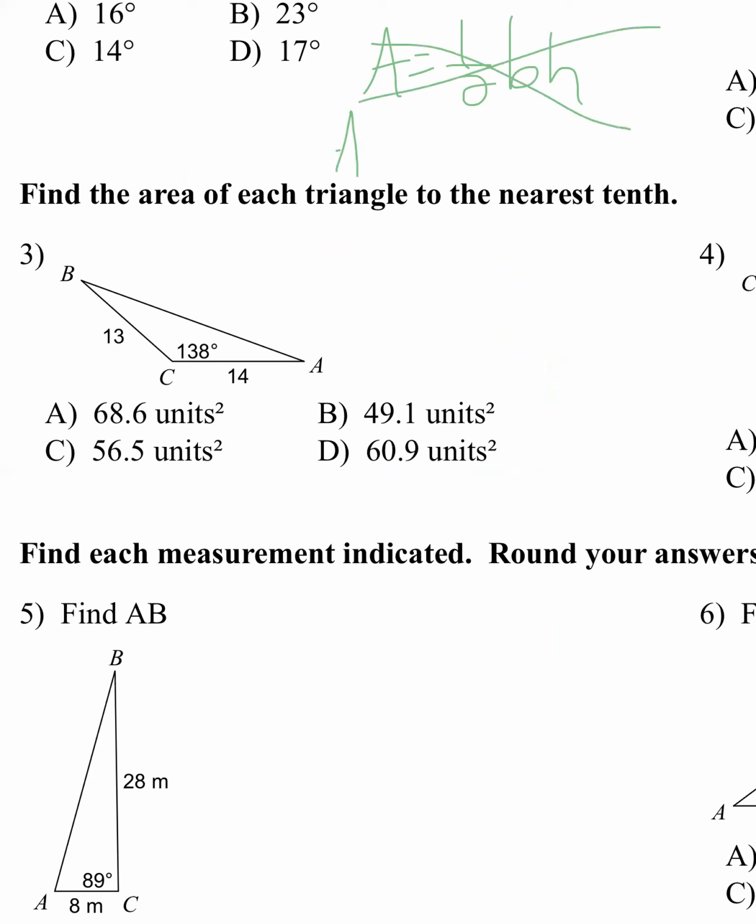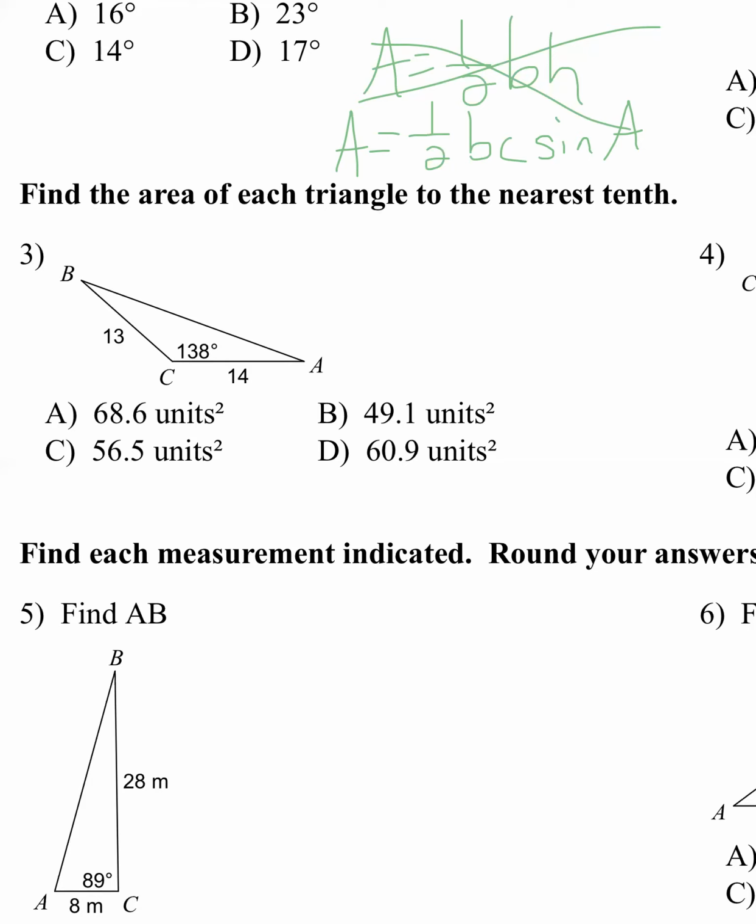You also learned one-half bc sine of A. And this one's great if you have two sides and the angle in between them. So wherever those two sides that you know the length of meet, if you know that angle, this is the area formula you're going to use. So in number 3, that looks like the choice that I'm going to choose.